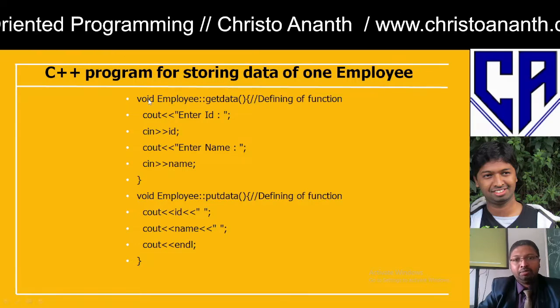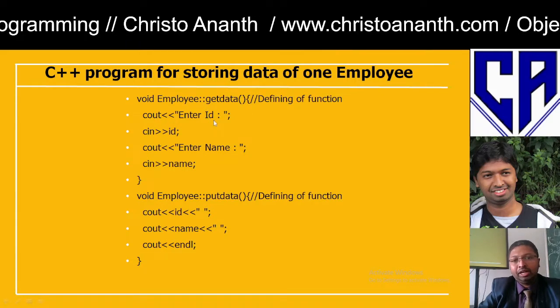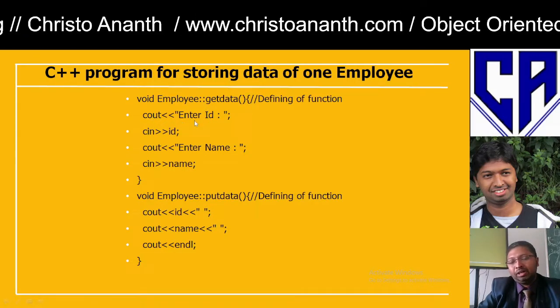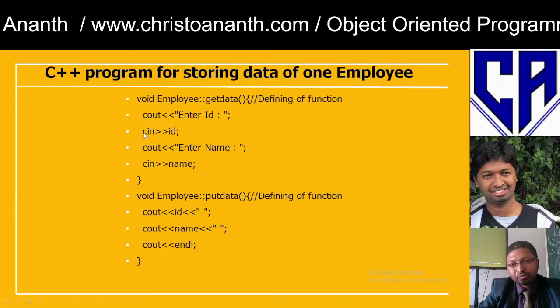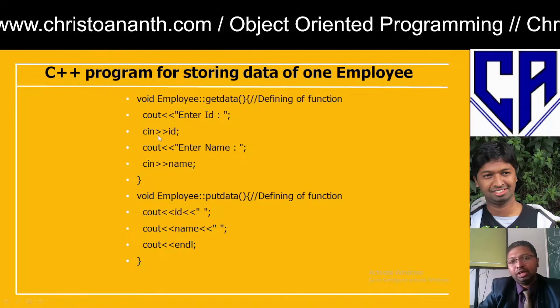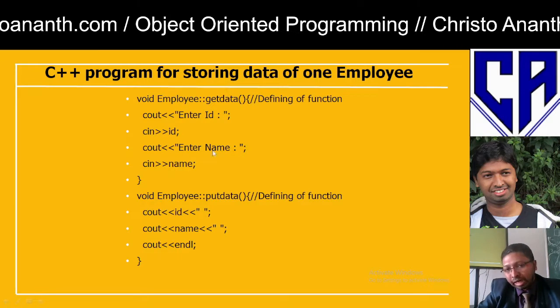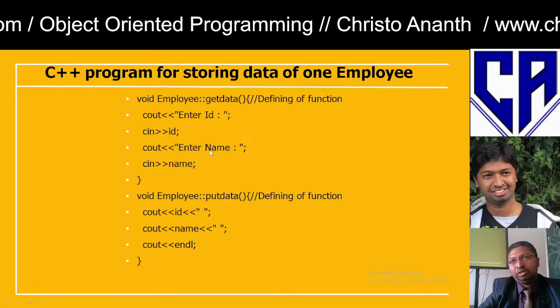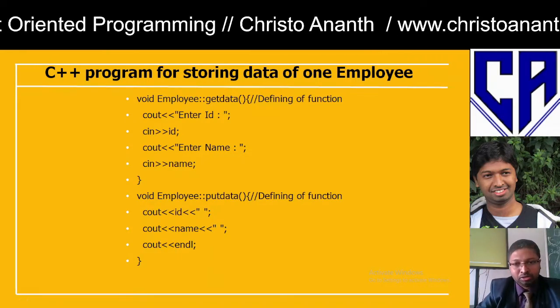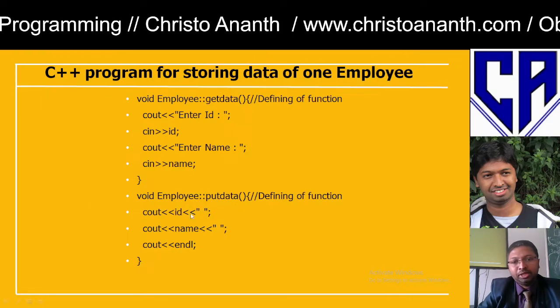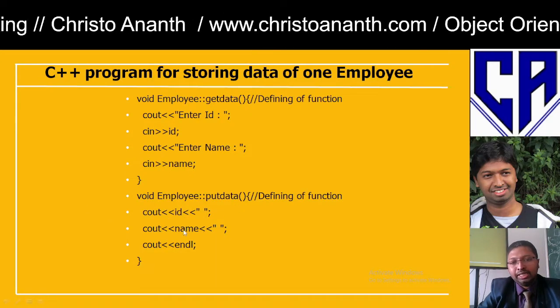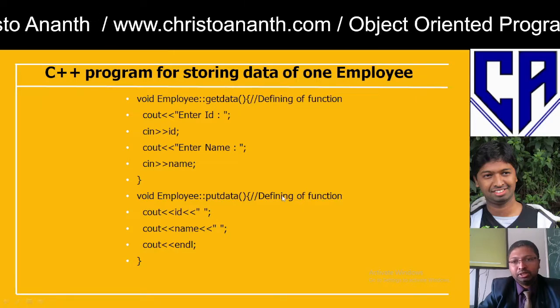So you have void employee get data. You enter the id of the employee. Similarly, you input the name also, and you print the name. Then you have void employee put data: cout the id, the name, and then you terminate the function.